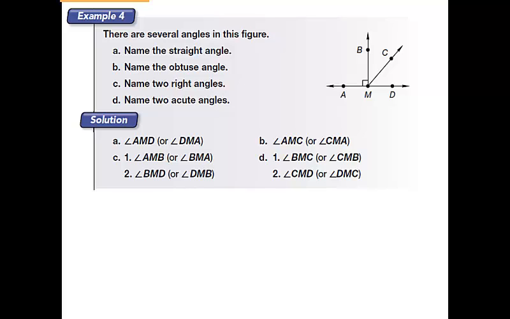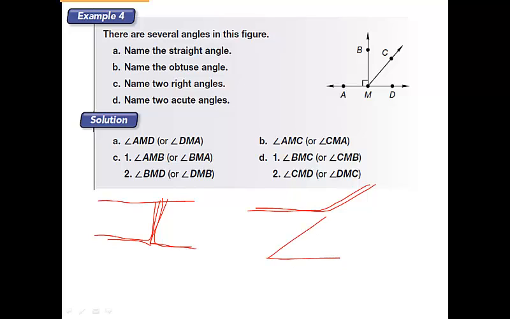Our right angles are AMD and DMA. Our straight angles, I'm sorry, not our right angles, but our straight angle is AMD. Our obtuse angle is AMC, or CMA if you're coming back the other way. Our two right angles are AMB or BMA, and BMD or DMB. And then our acute angle is CMD, or DMC. Good job. If you got all those right, way to go.